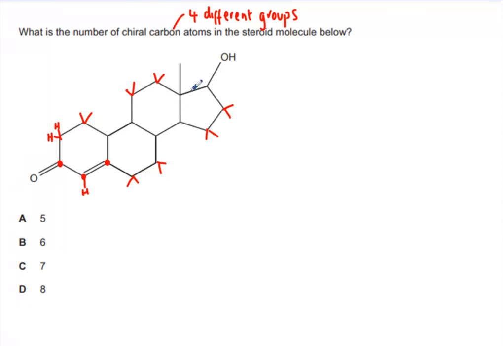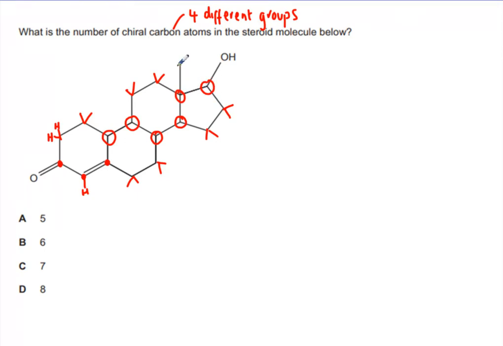Now every other place where there are 1, 2, 3 sticks coming out of this carbon, then the 4th stick would be a hydrogen. That's 4 different things. There's 4 different things. There's another one with 4 different things. Here, the methyl group is the 4th thing. There's 4 different things. Here, we've got 1, 2, 3 sticks and a 4th different thing coming out.